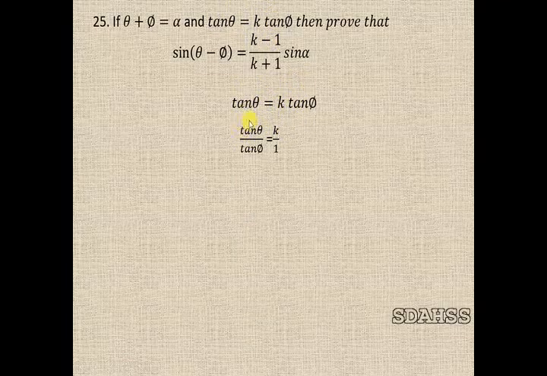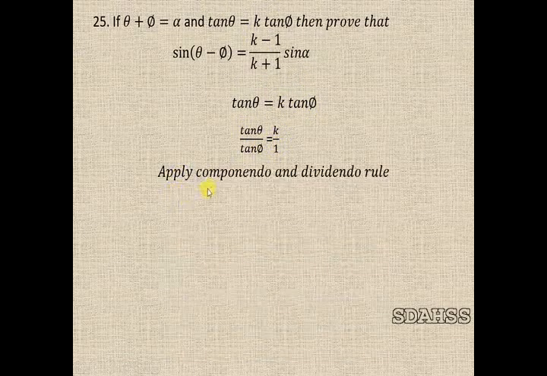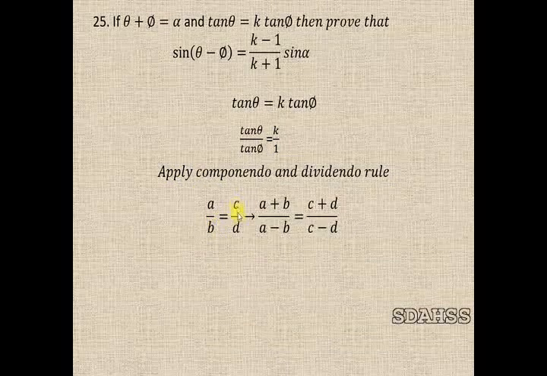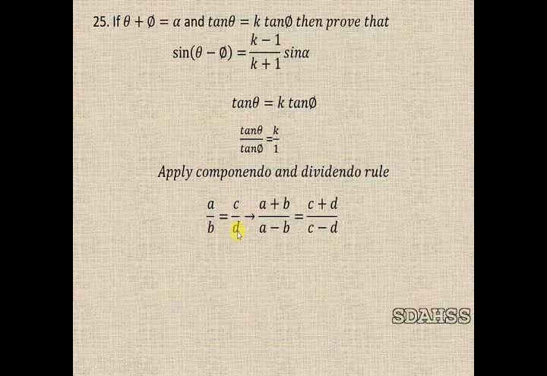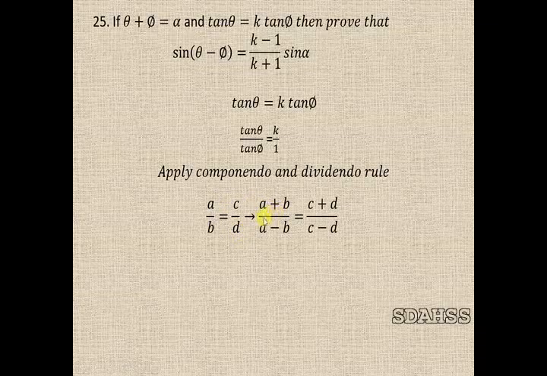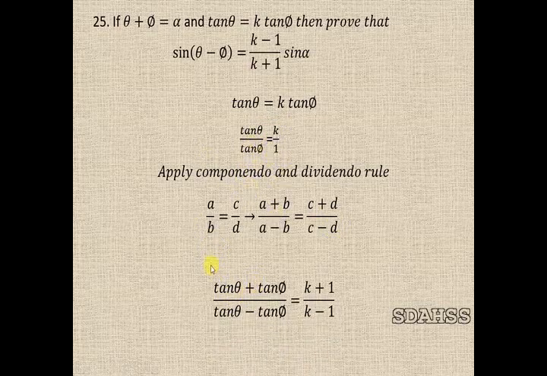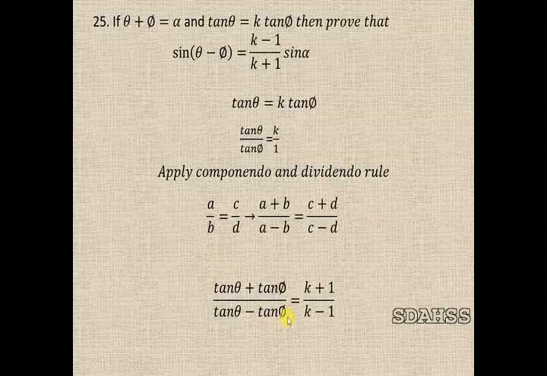So this becomes tan theta divided by tan phi is equal to k by 1. You have to apply componendo and dividendo rule. The componendo and dividendo rule says that if a by b is equal to c by d, then a plus b divided by a minus b is equal to c plus d divided by c minus d. Now this is of the form a by b is equal to c by d. So this becomes tan theta plus tan phi divided by tan theta minus tan phi is equal to k plus 1 divided by k minus 1.